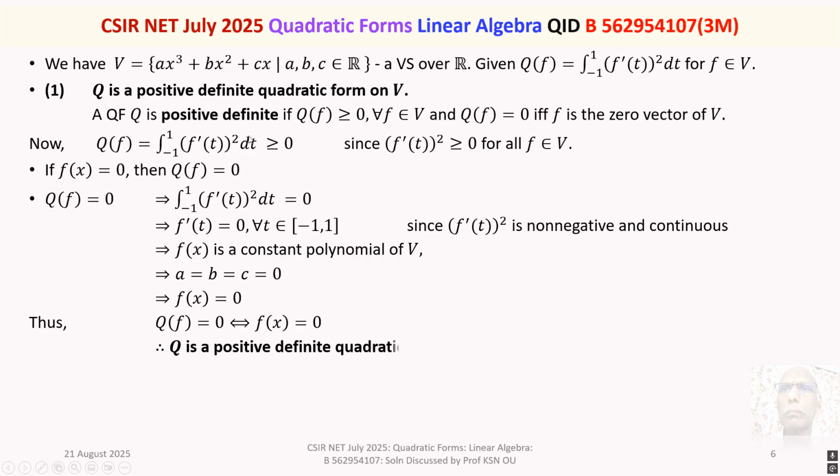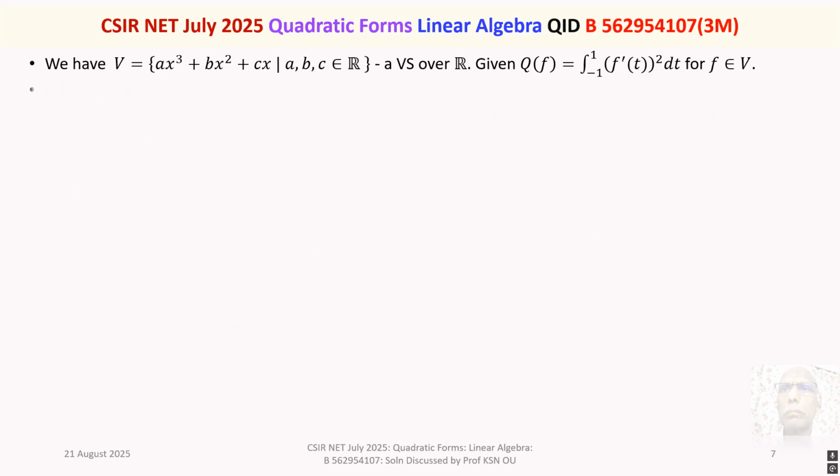Thus Q is a positive definite quadratic form on V. Thus option 1 is true. We move on to the second option. Option 2: Q takes every positive real value. One thing is certain: we have already shown that Q is a positive definite quadratic form. So Q of f will be greater than 0 for all f belonging to V, f not equal to 0.